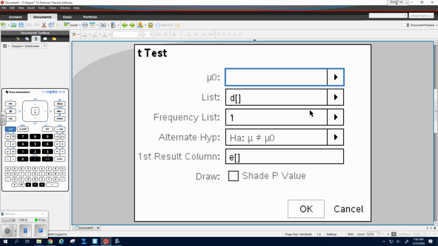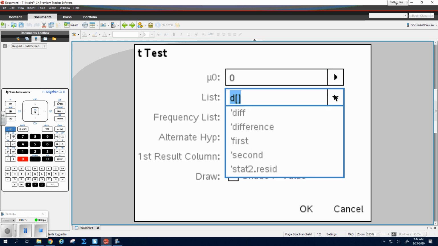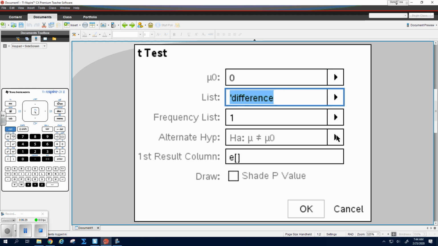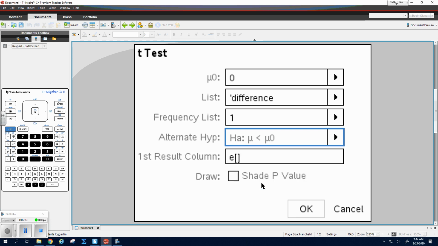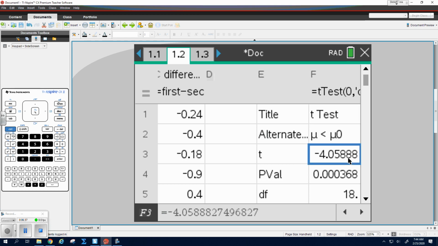Press OK. Our null hypothesis is that there's no difference. And for our list, we want to put what we titled it. We're looking for less than when we subtract. So we have our t, our p-value, and our degrees of freedom. This is the minimal work right here that you can show along with the name of the test.